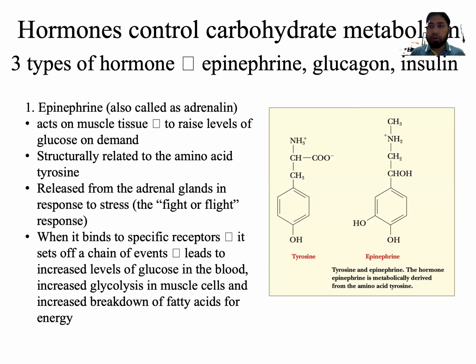Three types of hormones. These are the hormones important for carbohydrate metabolism. If we mention carbohydrate metabolism, it is important for production of new steroid-based hormones. For example, here, the tyrosine and also epinephrine. Okay, so this is the example.